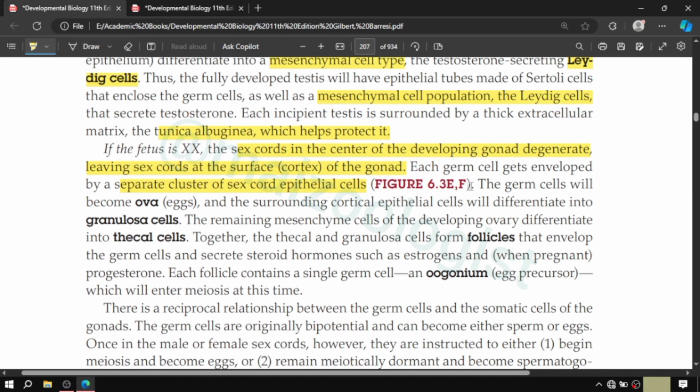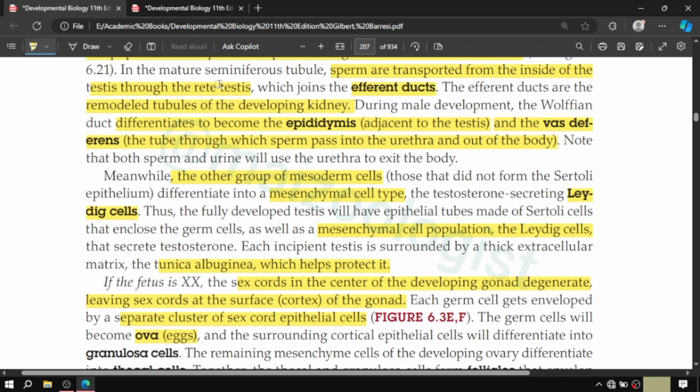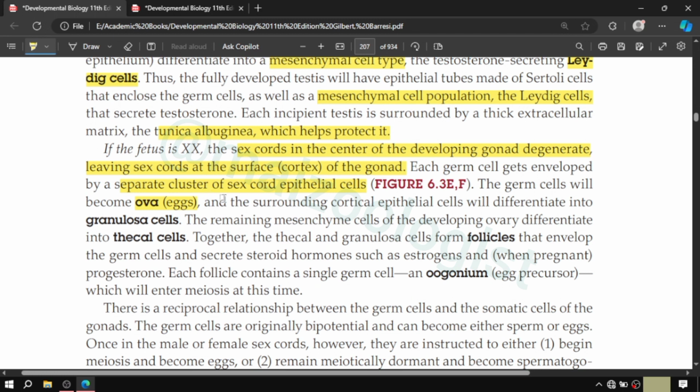And each germ cell is going to get enveloped by a separate cluster of sex cord epithelial cells, and the germ cells will become ova in the case of females. In the case of males, the germ cells lead up to spermatogonia. And the surrounding cortical epithelial cells will differentiate into the granulosa cells, and the remaining mesenchyme cells of the developing ovary differentiate into the thecal cells.